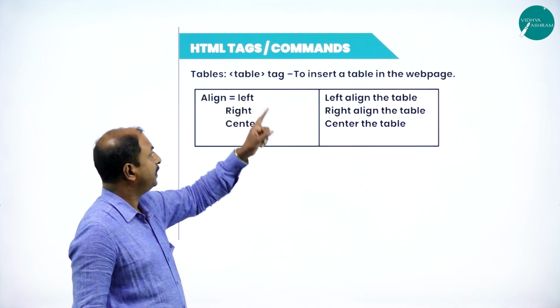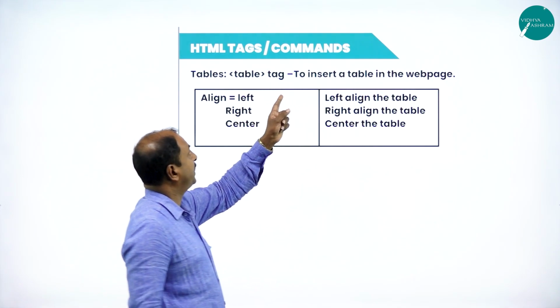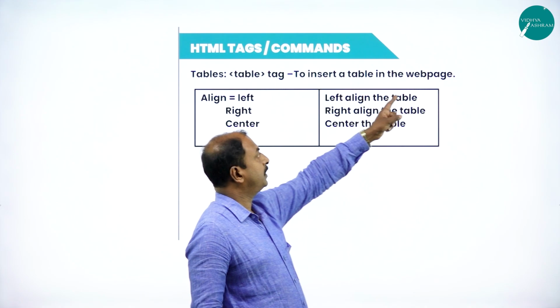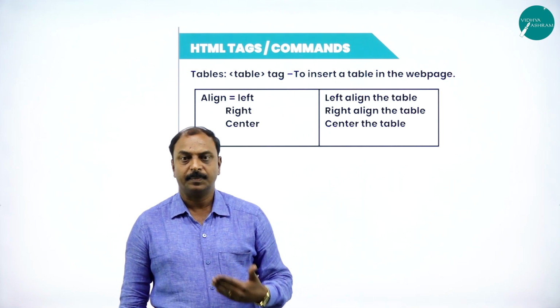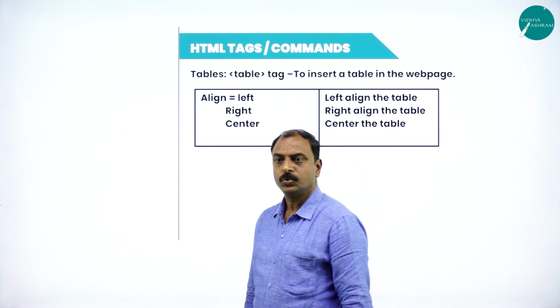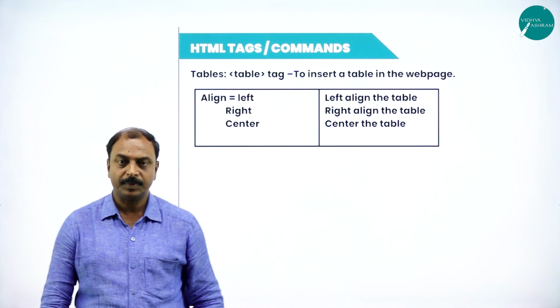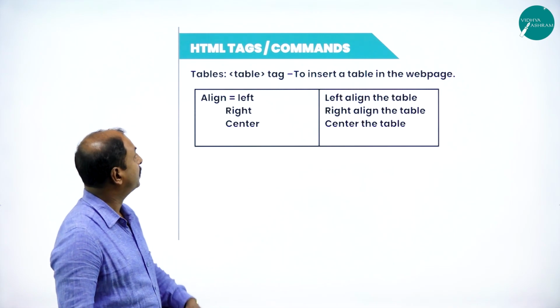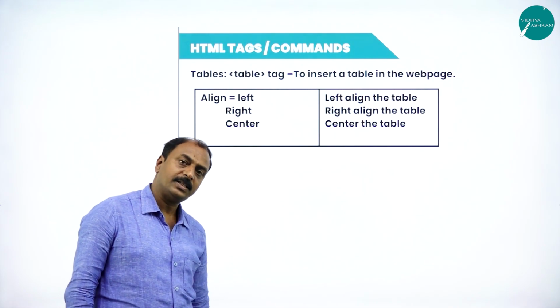So what is a table? Here the table tag in HTML is used to insert a table in a web page. A table is nothing but a combination of rows and columns. So if you want to insert or display any information in the form of a table, then we have to make use of the table tag in HTML.